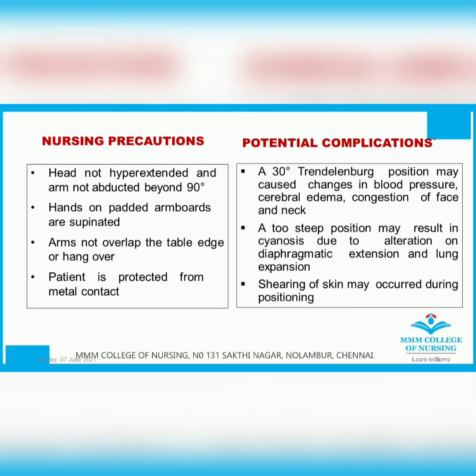Nursing precautions and potential complications of Trendelenburg position. First, let's see the nursing precautions. Head not hyperextended and arms not abducted beyond 90 degrees, hands on padded arm boards or supinated, arms not overlapping the table edge or hanging over. The patient is protected from metal contact.